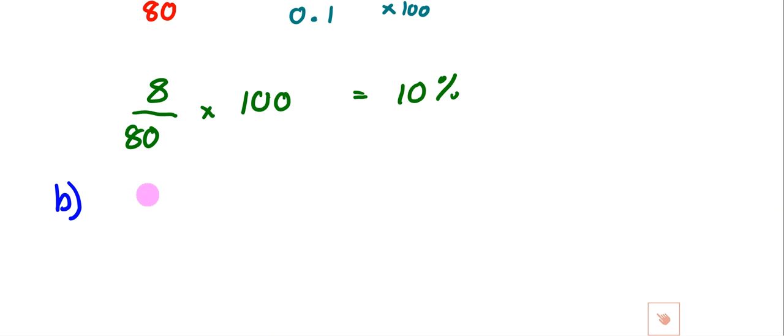30% of 25, that's 30 by 100 of 25. So now that becomes 30 by 100 times 25. And now 25 is 100, 100 is 25 times 4.